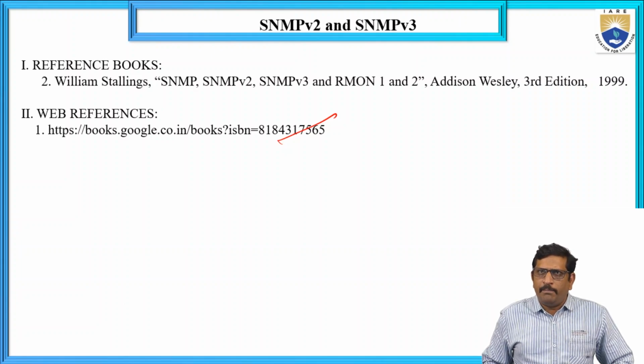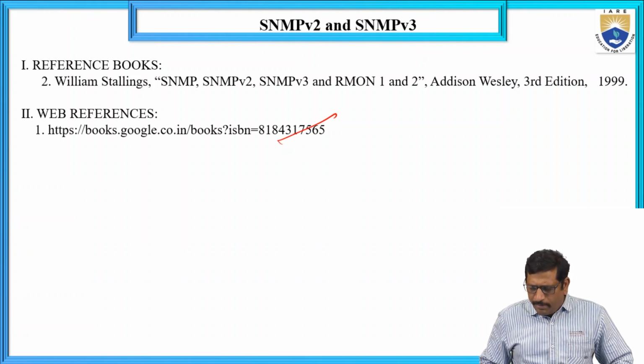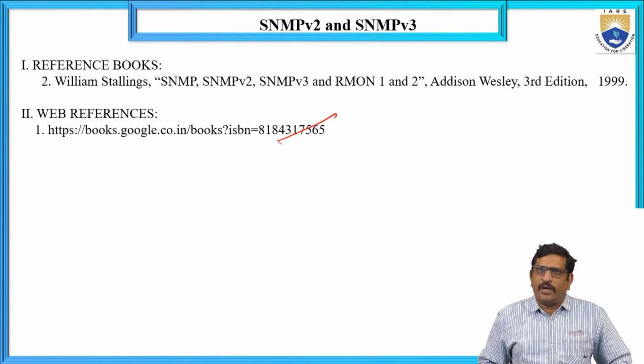This is about SNMPv2 and SNMPv3. So these two protocols are utilized over the network for providing more security. By utilizing these two protocols, secure data, a bulk amount of data, can be transferred from one device to another device over the network.